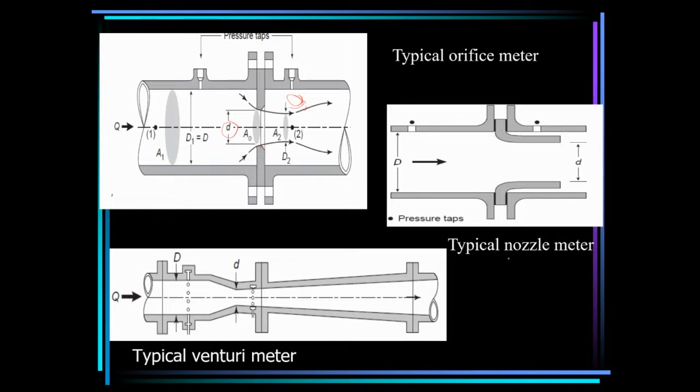Okay, and this is a typical nozzle meter. This is a nozzle meter. Okay, and this is the venturi meter. This is the throat. Okay, this is the entrance. This is the throat section, and this is the outlet. So you can see this section is smaller. Hence the flow is accelerated in that section.